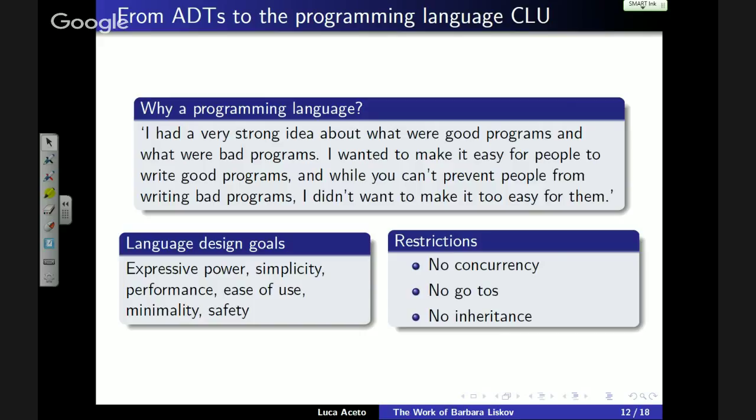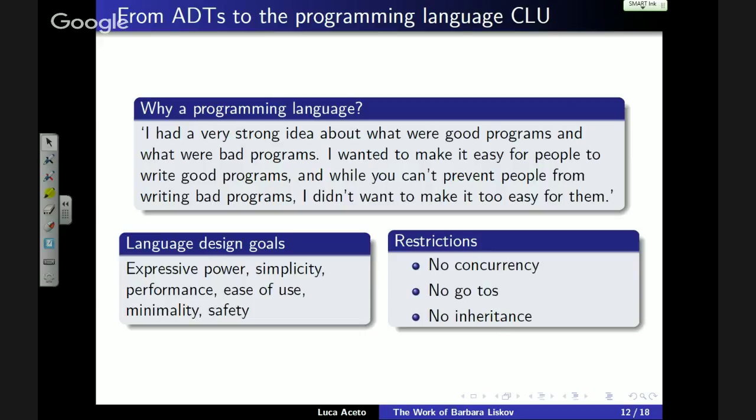Now, language design is a very complicated thing. I never designed a real programming language myself, and I most likely never will. But there are many things that you have to keep in mind. So you want a programming language which is expressive, in the sense that its users can use it to do the things that they want relatively easily. It should be simple to use. It should have good performance, otherwise people are not going to use it.